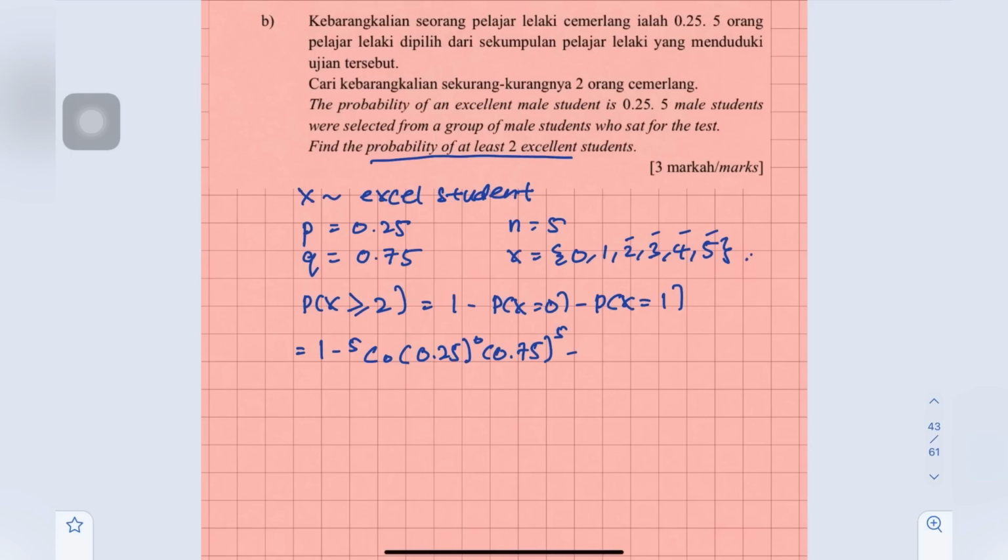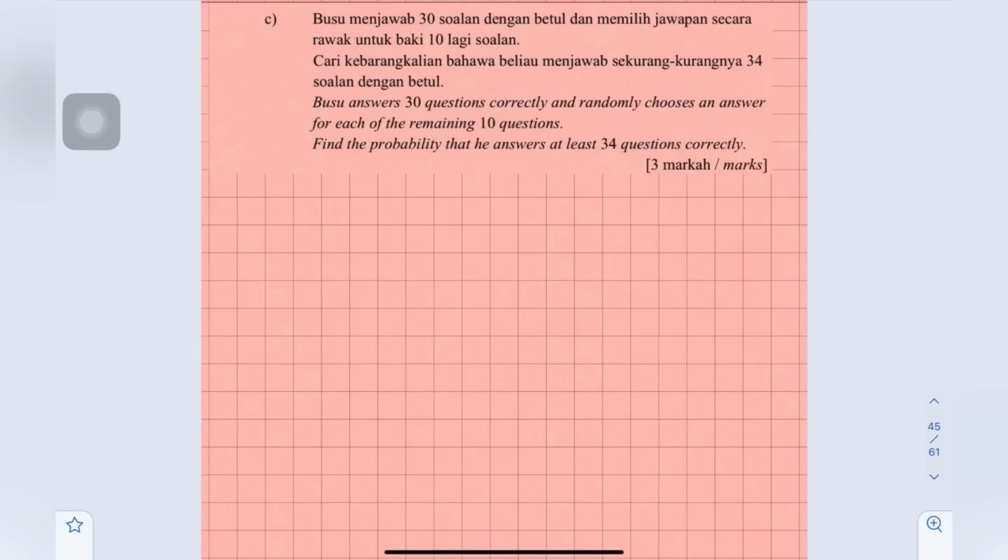Okay, so P(X = 1) is 5C1, 0.25 power of 1, 0.75 power of 4. Okay, so the answer will be 0.3672.